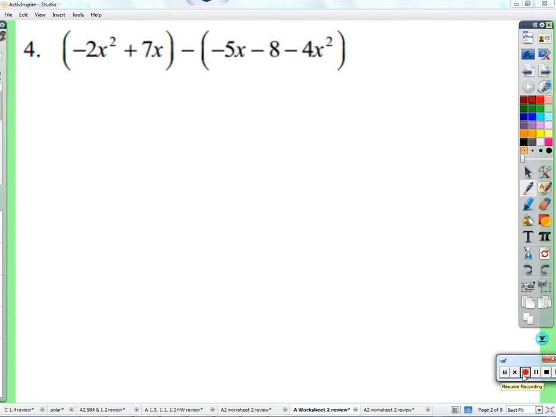Okay, so number four, we want to basically follow the order of operations, but we don't have numbers in there, so we can't exactly always add things together unless they're like terms. This guy here is the group, that's parentheses. Okay, so let's take a look at those parentheses.